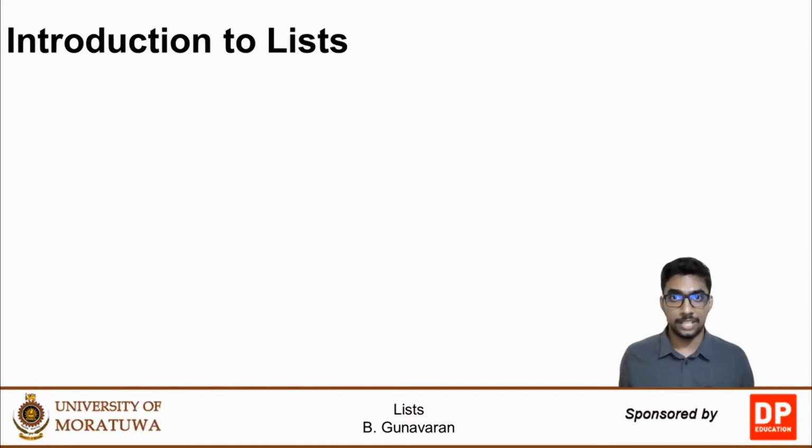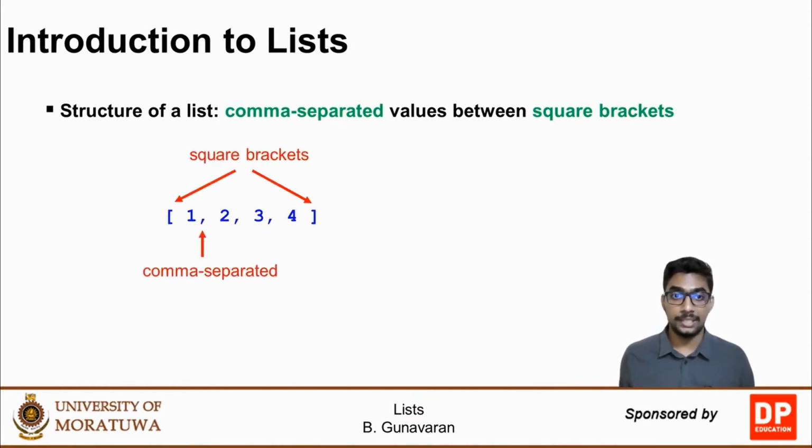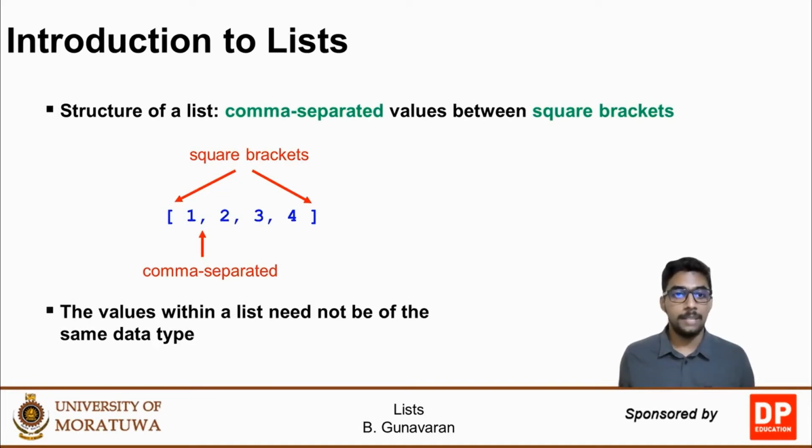Let me start the discussion on list by introducing the basic structure of a list. A list holds comma-separated values between square brackets. Here is an example of a list in Python, which contains 4 numbers, 1, 2, 3, and 4. As you can see clearly, the values are comma-separated and are within square brackets. One important property of lists in Python is that the values within a list need not be of the same data type.